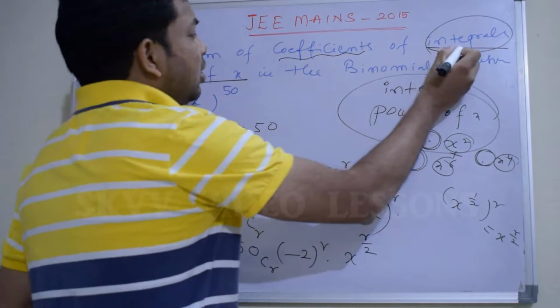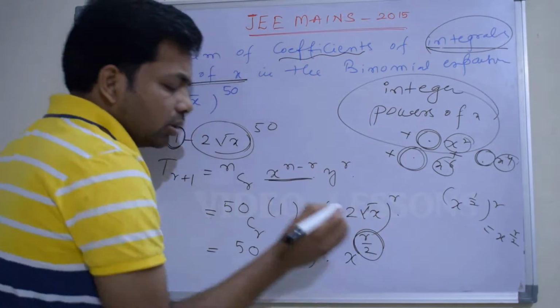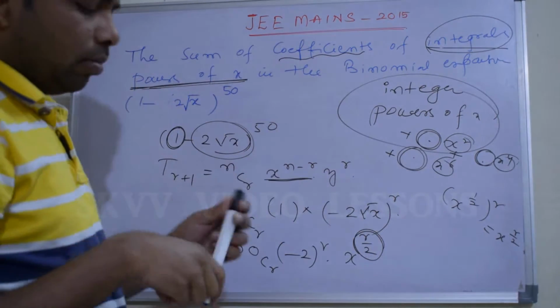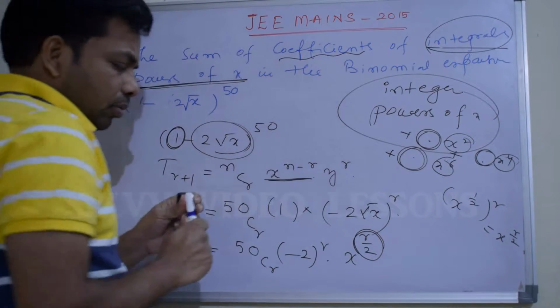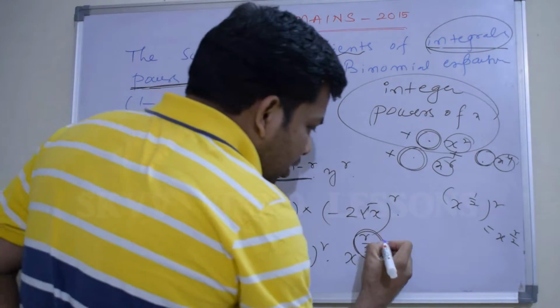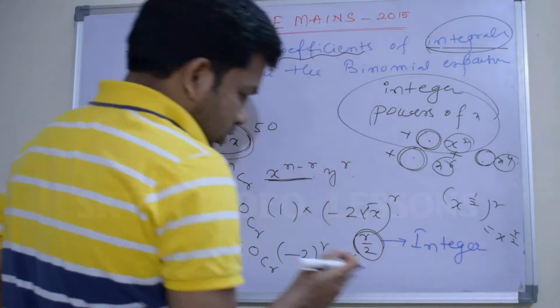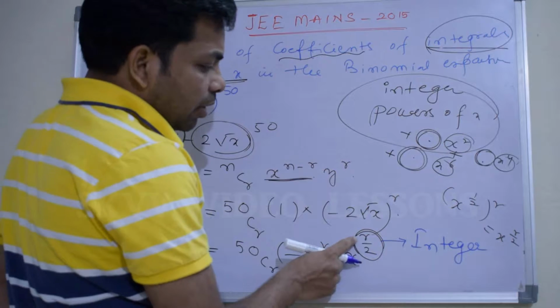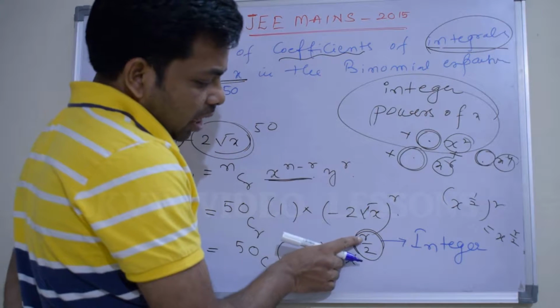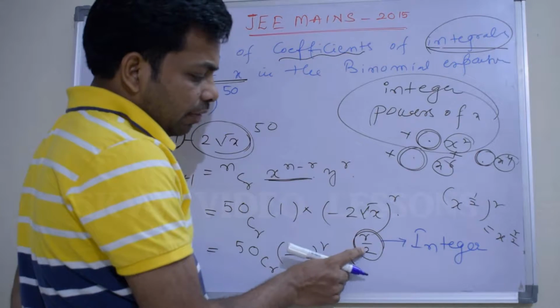But what is he asking? Integral powers of x. So this should be an integer. This is the main important point in the problem. r/2 should be an integer. So whenever r/2 becomes an integer, you have to collect its coefficient. For example, if I take r equal to 3, it will become 3/2. If I take r equal to 5, it will become 5/2.